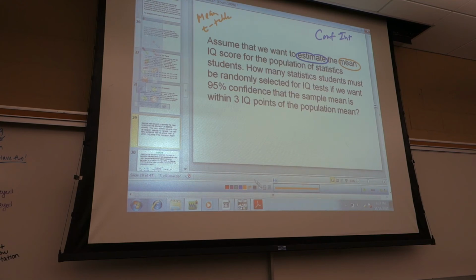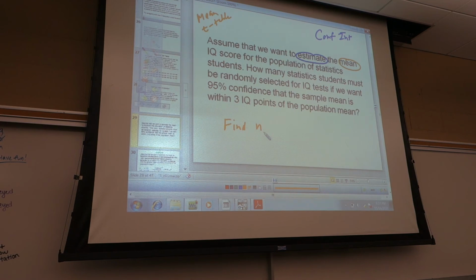You don't know. We don't know our N. We're trying to find our N. This is one of those find-N problems. Everyone see that? So everybody put your finger on the right spot on your sheet, and you should find it.